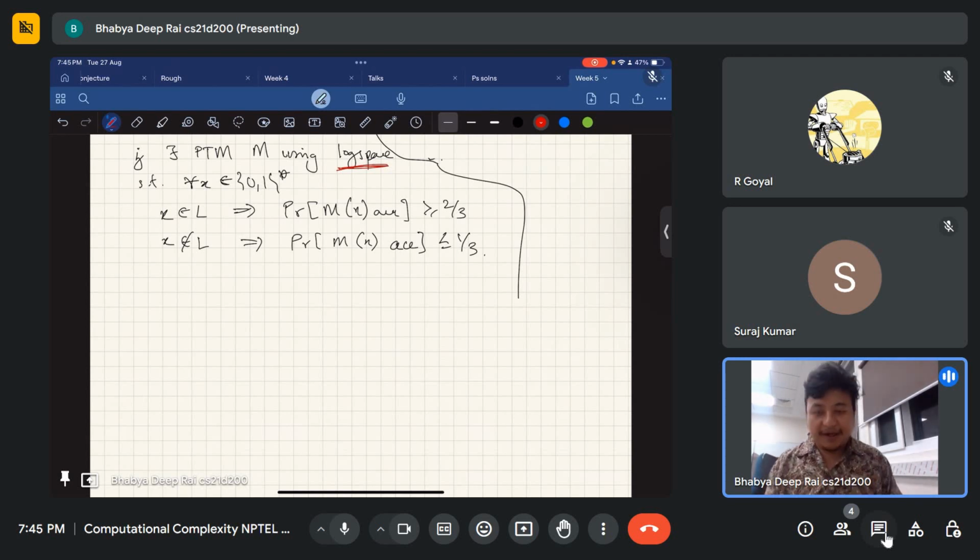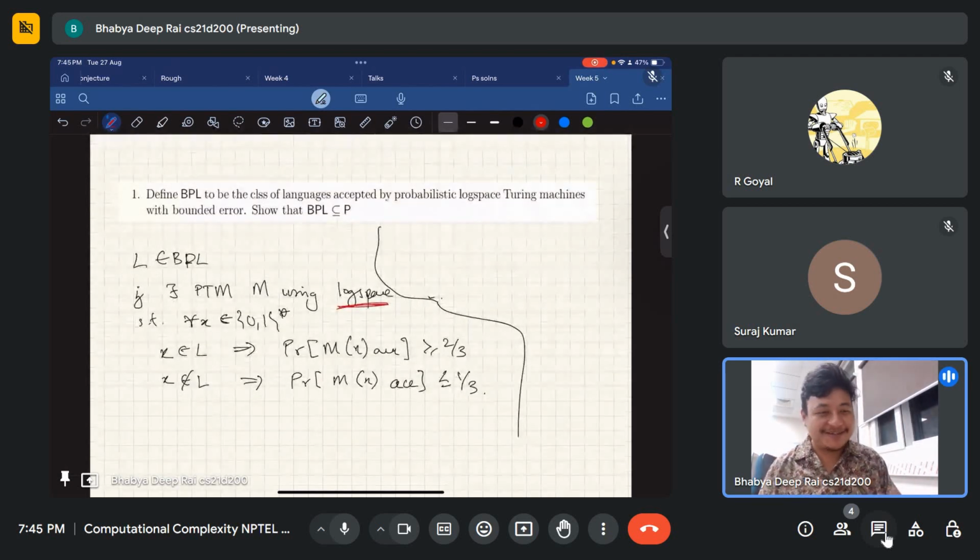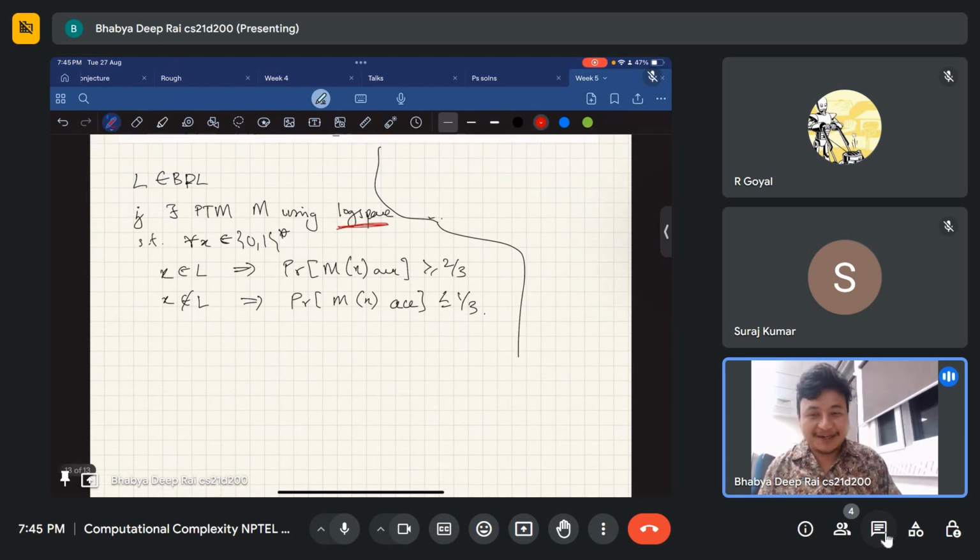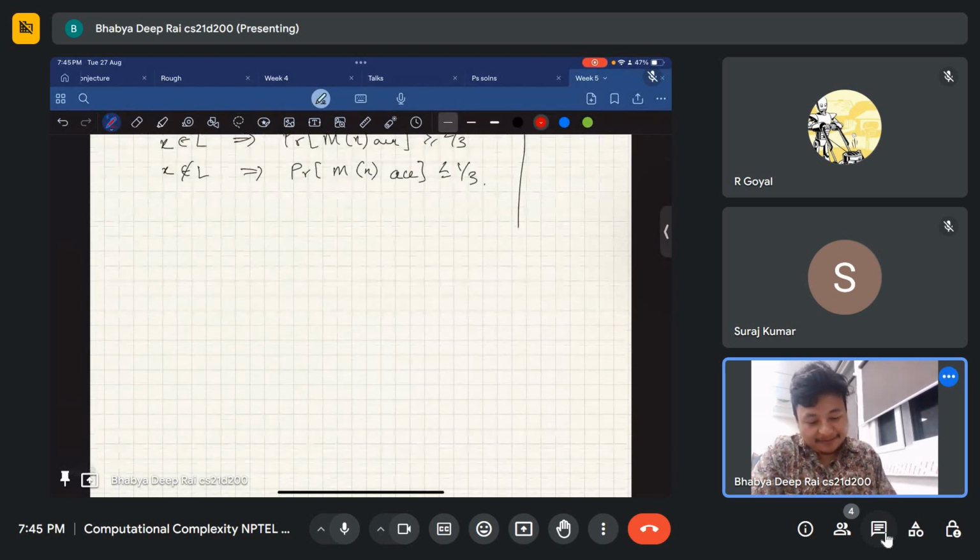Okay, I think the full answer will take a long time, so next time we'll discuss it in detail. But I'll give you one idea. Let us see. The first thing is: what does the configuration graph of the machine look like?